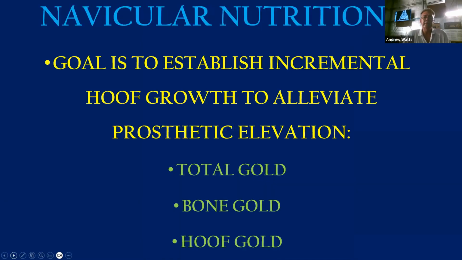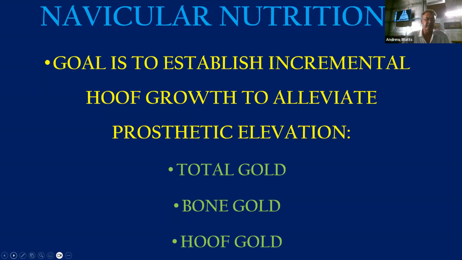So the next thing is nutrition. We've just talked about increasing that PA for these horses to get back into effective work. We need to get them out of the prosthetic elevation, so we need to remove either the wedges or whatever we've used to jack that foot up. And we use either Total Bone or Hoof Gold.